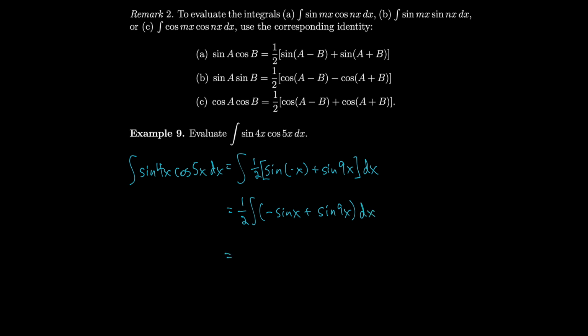So we get half of cosine x minus 1/9 cosine 9x, because we do a mental u substitution over here. The antiderivative of sine of 9x is cosine 9x, and we just have to multiply by 1/9, because if we were to go backwards and take the derivative, it would cancel. And we do not forget our plus c.